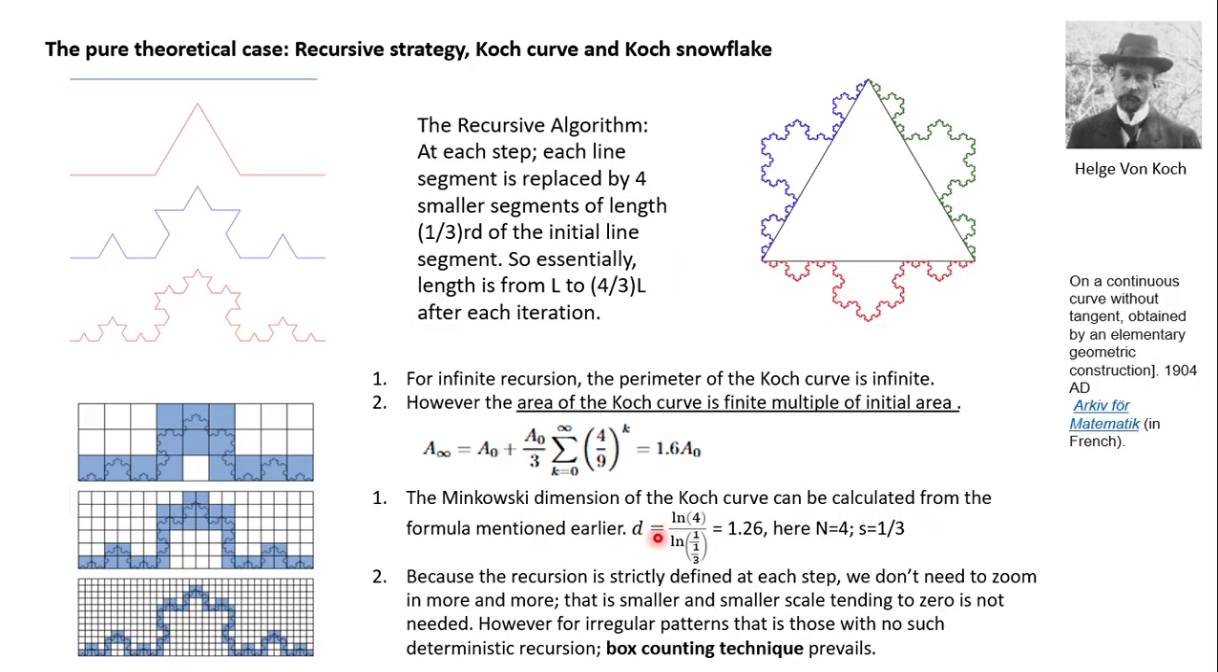Okay, so the Minkowski dimension of the Koch curve can be calculated from the formula we discussed seconds earlier. Because this follows a recursion relation, we don't need the scale to go to infinitely small, so we can just say that the dimension is 1.26. However, this is regular in nature. This we have artificially defined. But for the coastline, it begs box counting.